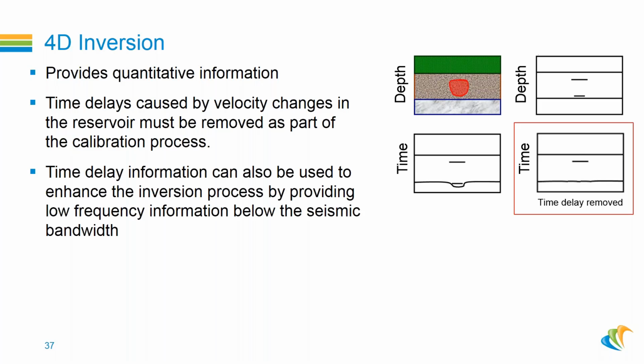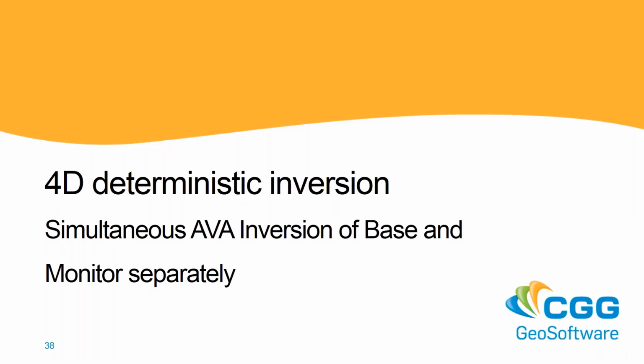We can convert this time delay information into a velocity and add it to the low frequency model to be used in the seismic inversion. Talking about deterministic inversion, we can do a simultaneous AVO inversion of the base and monitor surveys separately and compare the results of the AVO inversion. One example is shown here.